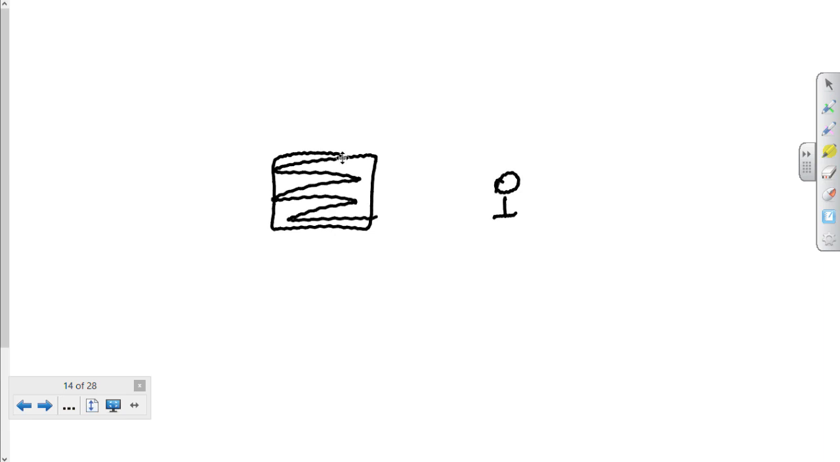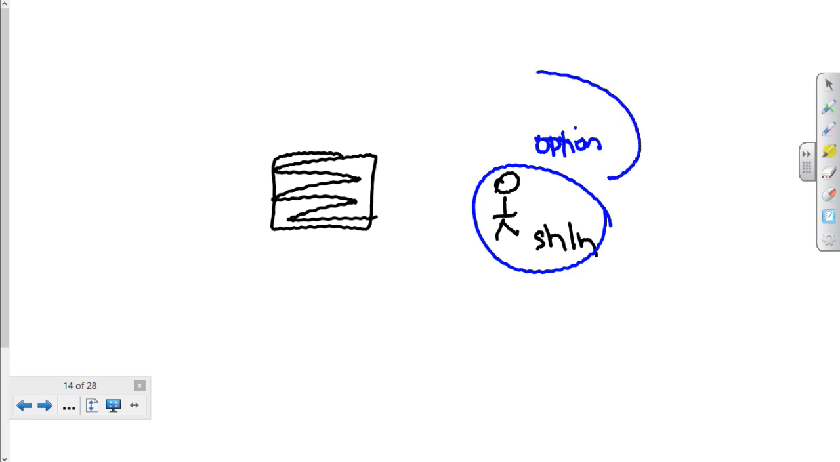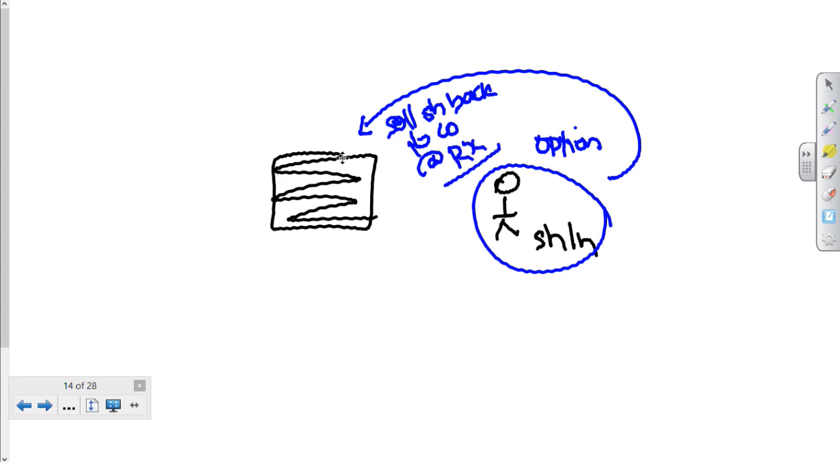Here's the shareholder. In order to encourage this shareholder to take shares, what the company did is it gave the shareholder an option. This shareholder has the option to sell back his shares to the company at a fixed price, Rand X.